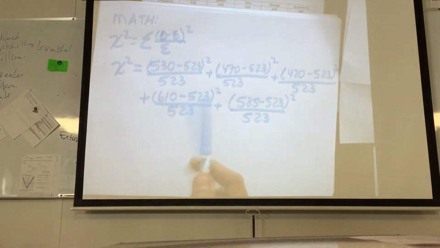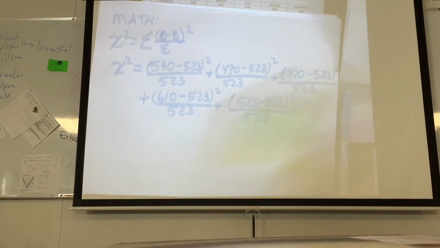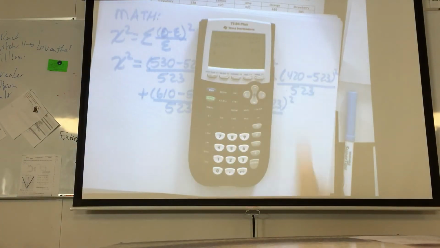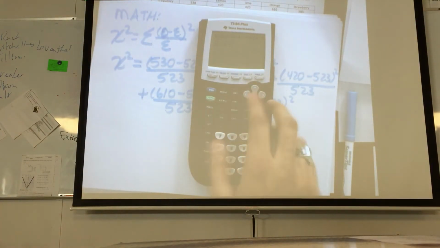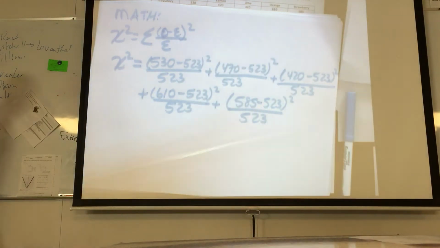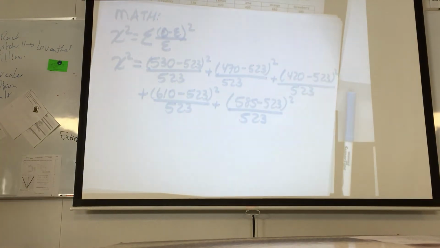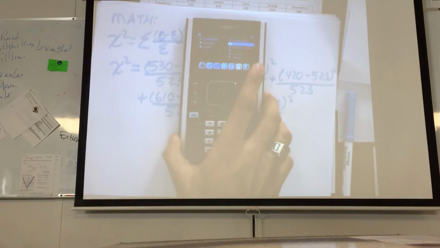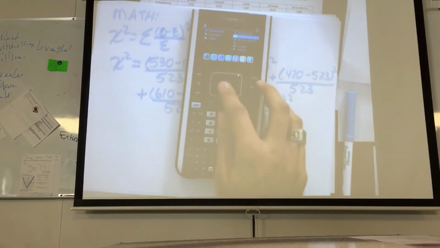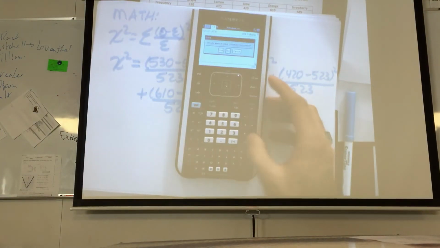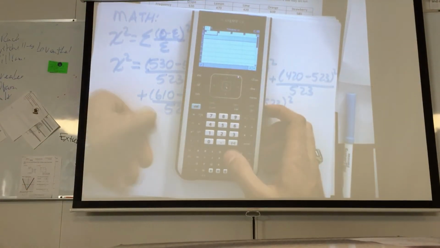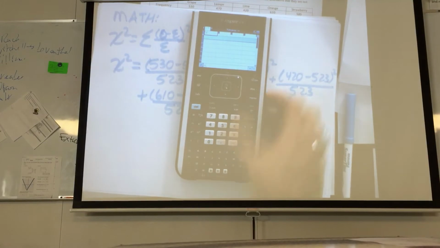All right, and now you go to the calculator here. So maybe I should do it on a calculator that actually shows up on the board. All right, so remember you go into lists. So this was observed, so we called it O.